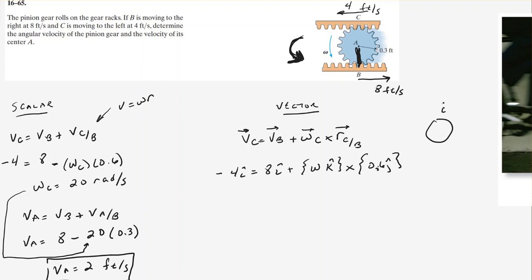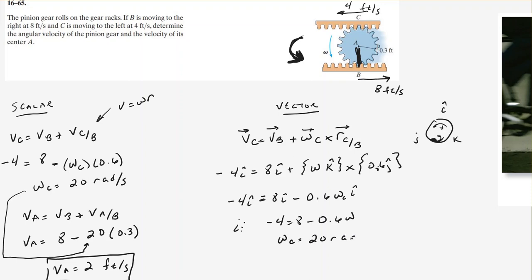And remember, we have that I, J, K circle, which I'm not going to give to you, so you need to know how to do this. So this is plus, because unless it's on the inside cover of your book, and I haven't frankly looked, but I don't remember it being there, so you'll have to remember that. Then you would get minus 4i is equal to 8i minus 0.6 omega c i. Stripping out your i components, you get minus 4 is equal to 8 minus 0.6 omega. So omega is equal to 20 radians per second, which is the same value you had before.